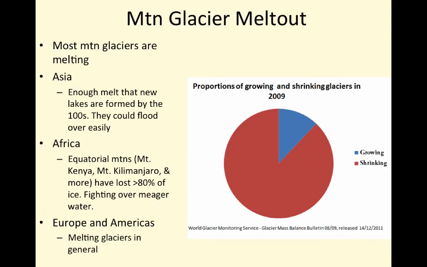Switching gears to mountain glacier meltdown, most mountain glaciers are melting. In Asia, enough melt that new lakes are formed by the hundreds. They could flood over and they're very unstable. In Africa, the equatorial mountains, Mount Kenya, Kilimanjaro, and more, have lost more than 80% of their ice. And now there's lots of political conflict fighting over the meager water that's now coming from those glacial areas. Europe and America's glaciers are melting in general.